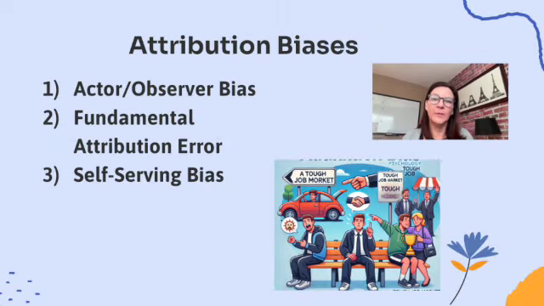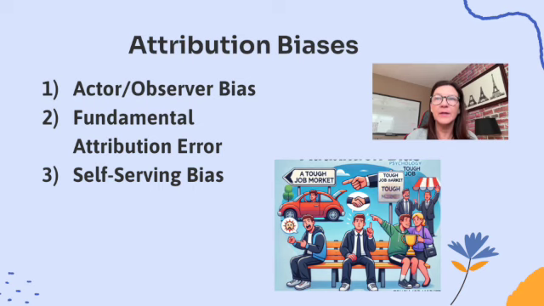Okay, so we've been talking a lot about attributions. Now we're going to talk about the attribution biases. So we're going to look at three key concepts in psychology that deal with how we explain our behavior. One, actor-observer bias. Two, fundamental attribution error, and three, self-serving bias. These ideas will reveal a lot about how we interpret our actions, but also the actions of others.